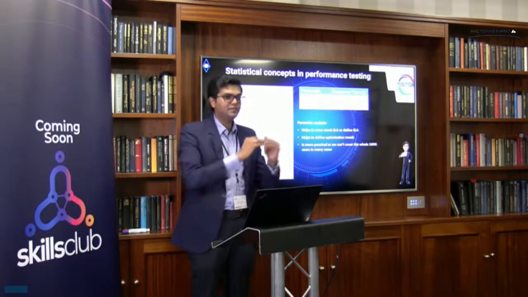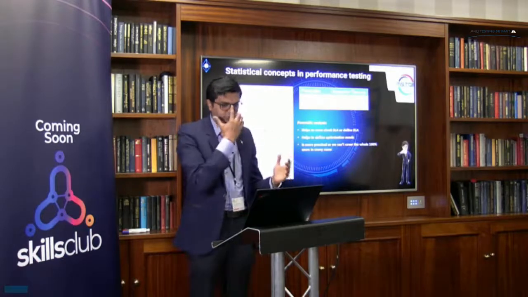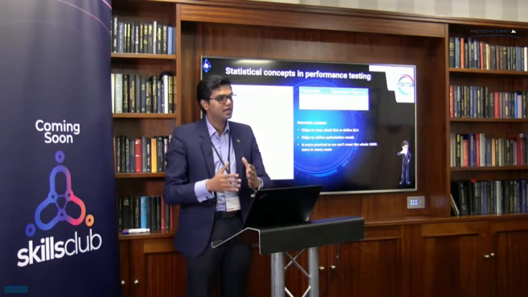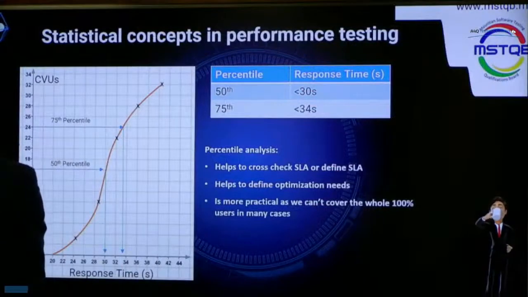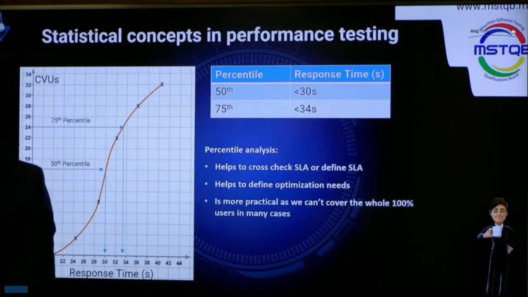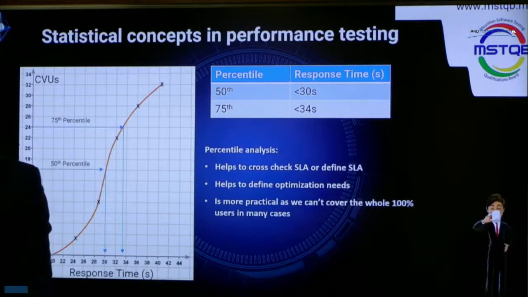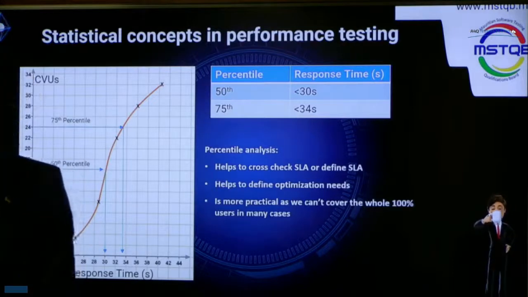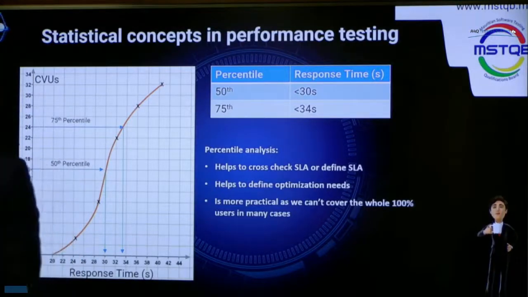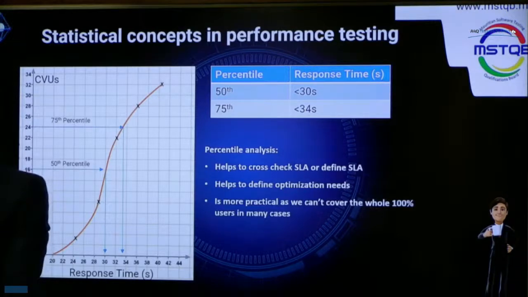We can say 50% of our users would have a response time which is less than 30 seconds, and 75% of our users will have a response time which is less than 34 seconds. So those response times can be used to define the SLA or to confirm the SLA as well. The aim is not to have 100% of the users below a certain time.